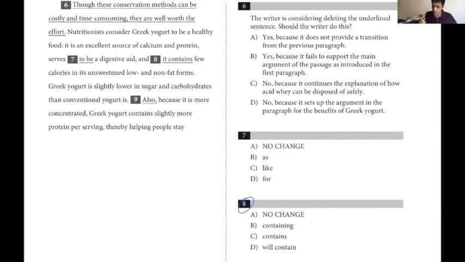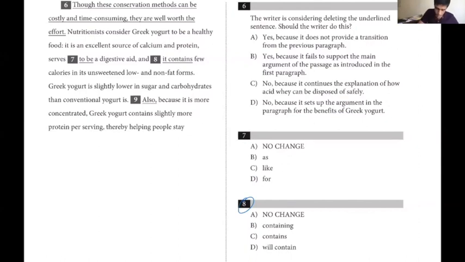So the biggest confusion is between A and C, because we have and it contains and contains. See, the thing is, if it was it contains, then you would also need an it over here. Only then would it be parallel, because you would have it is something, it serves something, and then it contains something. And then this is parallel. However, because this does not have it, therefore the parallel structure starts from here. So it is outside. Yep. So therefore, this is incorrect.